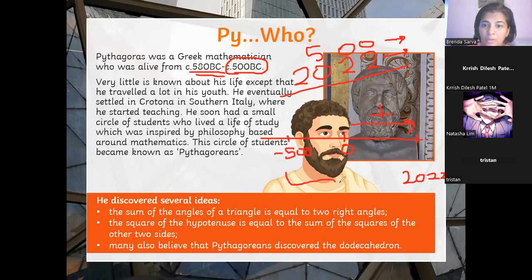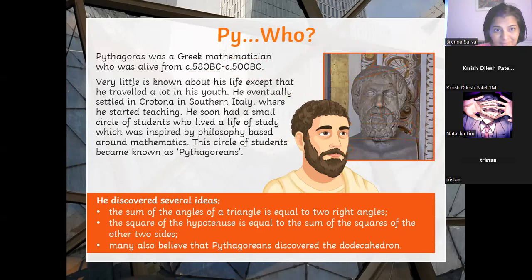That's all. So how long ago did he live? About 2,500 years plus. Got it? So he lived so long ago and he discovered this. Can you imagine how old mathematics is? Now, very little is known about his life except that he traveled a lot in his youth. Like me, this one. He eventually settled in Crotona in southern Italy, where he started teaching. Okay, perhaps I'll go there one day.